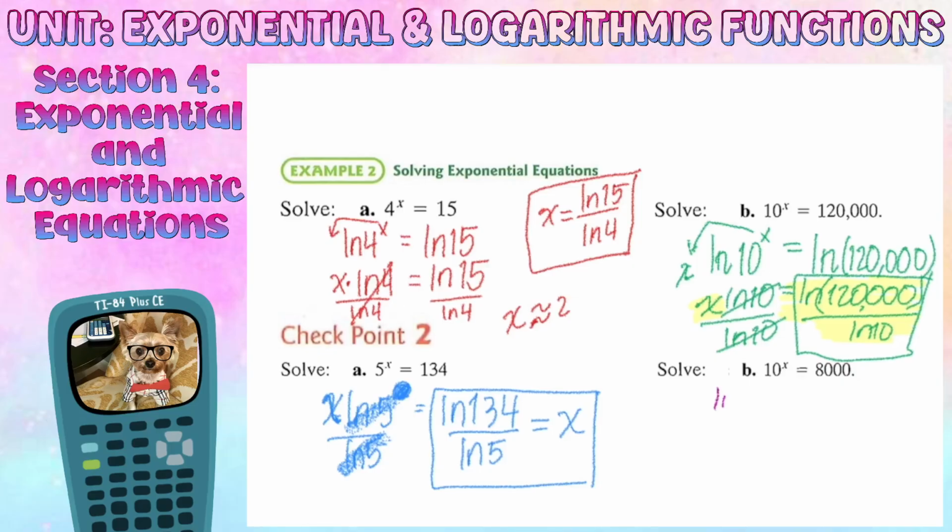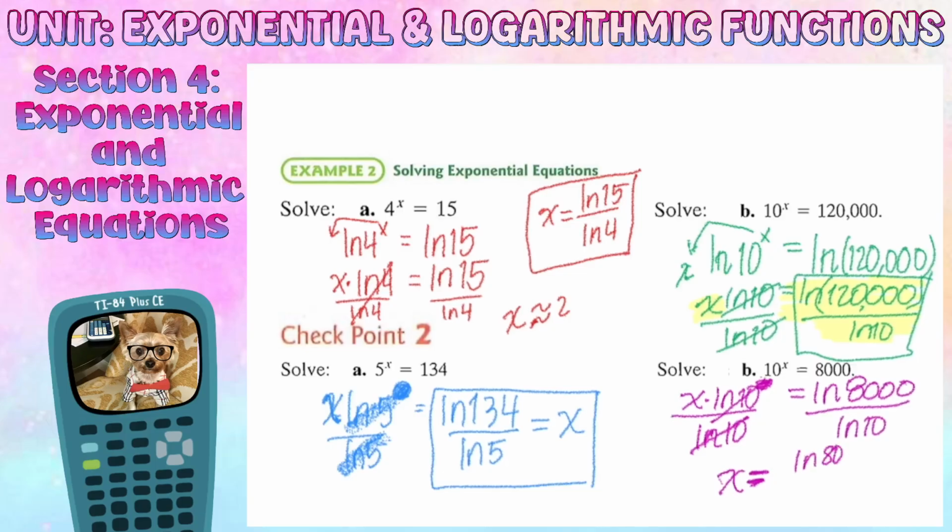So I'm going to take again natural log of 10 to the x, but then that x goes out front, lovely, equals the natural log of 8,000. And divide both sides by the natural log of 10. Punch that in your calculator and see if you are indeed getting a little bit less than 4 as your final answer. Natural log of 8,000 over the natural log of 10.